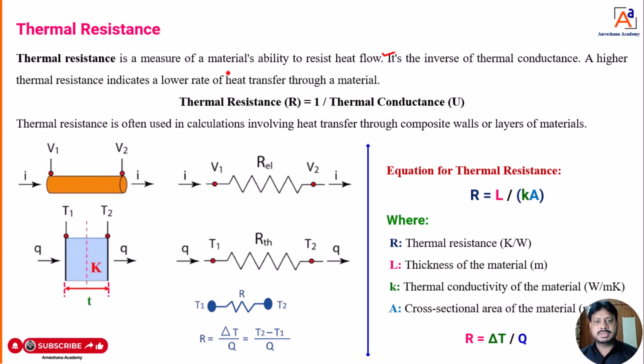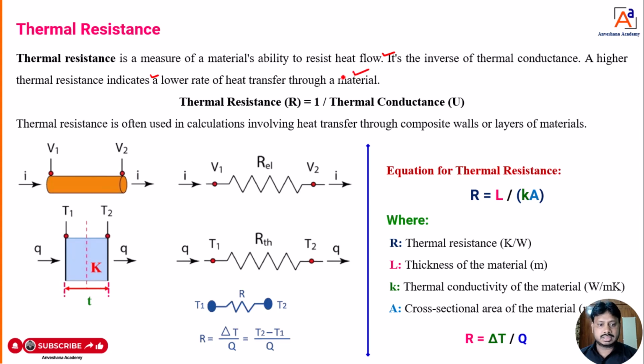Okay, what is thermal resistance? It is a measure of a material's ability to resist the heat flow, and it is the inverse of thermal conductivity. Thermal conductivity is the ability of a material to conduct heat, but thermal resistance is the measure of the ability of a material to resist the flow of heat. A higher thermal resistance indicates a lower rate of heat transfer through a material.